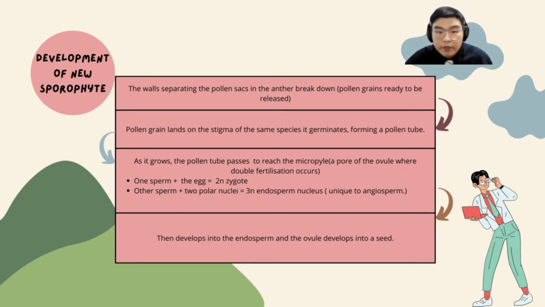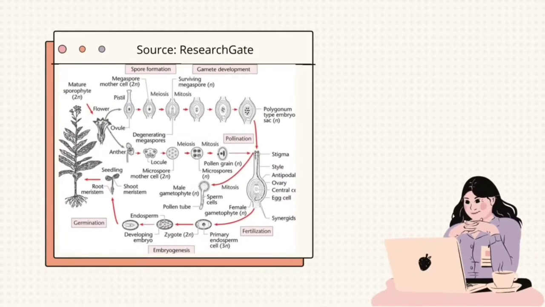1 sperm then unites with the egg to form a zygote, while the other sperm unites with the 2 polar nuclei centrally placed in the embryo sac to form a triploid endosperm nucleus, which is unique to angiosperms. The endosperm nucleus then develops into an endosperm, a nutritive tissue that the developing embryonic sporophyte will use as an energy source. The ovule then finally develops into a seed.